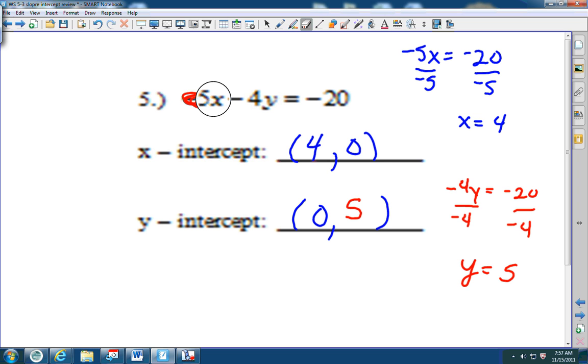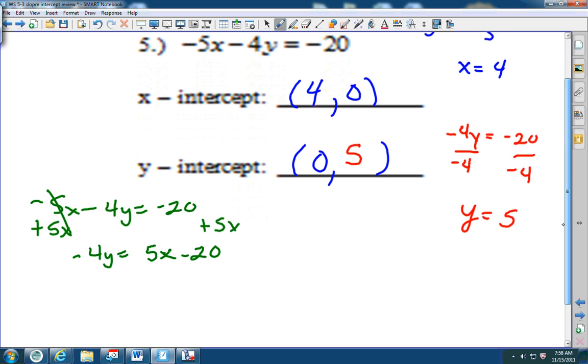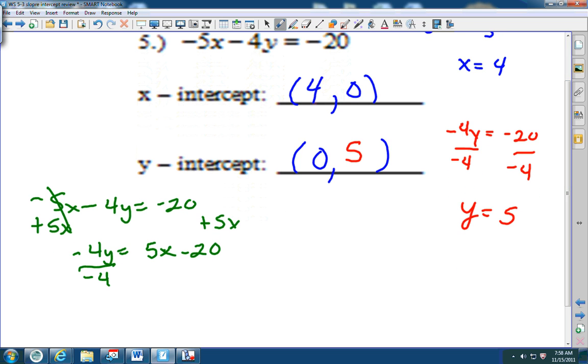Now again, if you would want to, you can take your equation and solve for y. I would have added 5x to each side. These cancel. Got negative 4y equals 5x minus 20. And then divided by negative 4. And got y equals negative 5 fourths x plus 5.